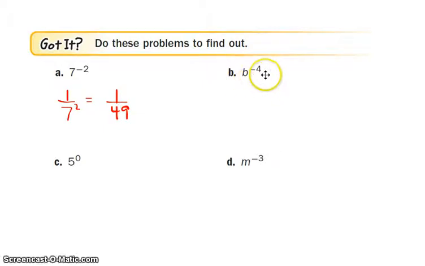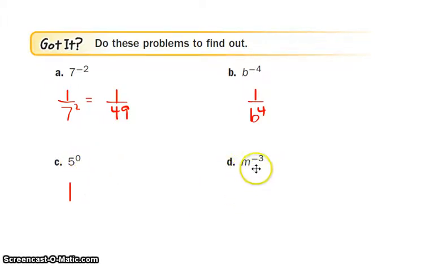B to the negative fourth. We don't want that negative fourth. Okay, so we're going to write the reciprocal, and it becomes 1 over b to the fourth. Now, this one's an easy one. This is a gimme. Anything to the 0 power is always 1. Okay, it doesn't matter what the base is. If the exponent is 0, it's 1.